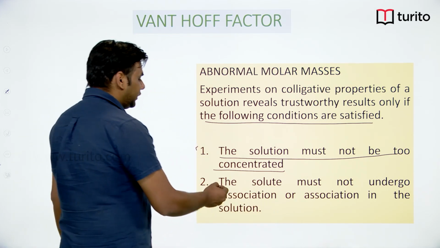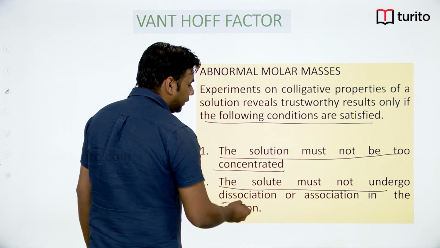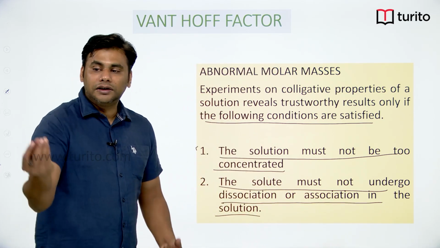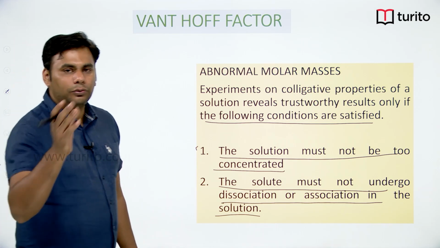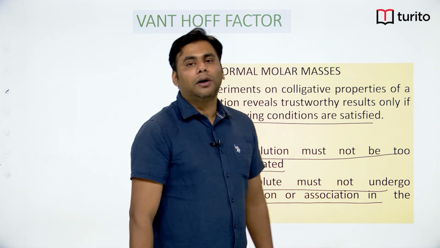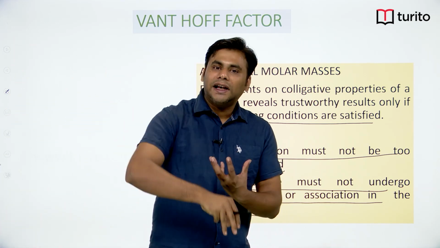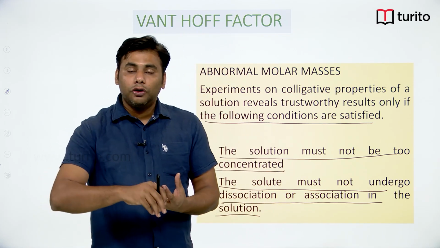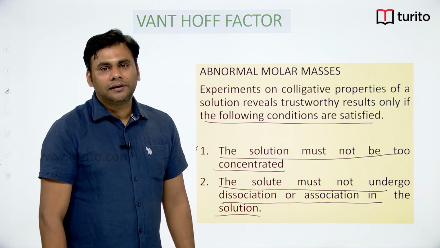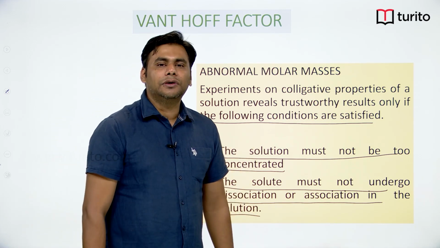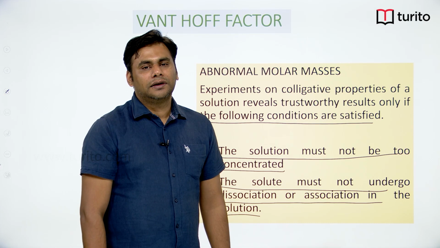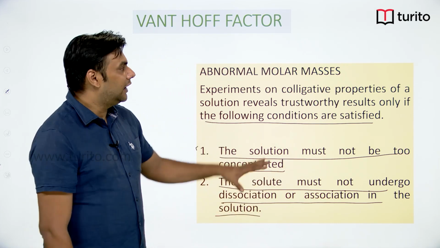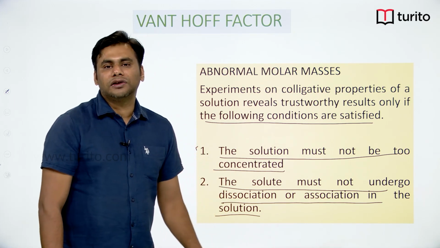Now the second condition is that the solute must not undergo dissociation or association in the solution. The solute which we are adding, we had assumed it to be non-electrolytic, but if the solute added was also electrolytic, what would happen? The solute would break into ions and the number of particles in the solution would increase. Now if the number of particles in the solution increased, then the colligative property would change.